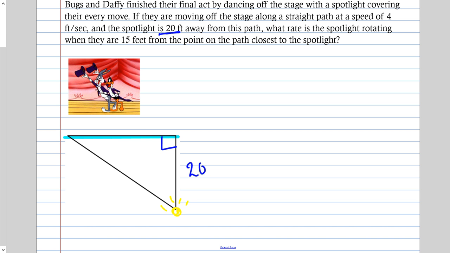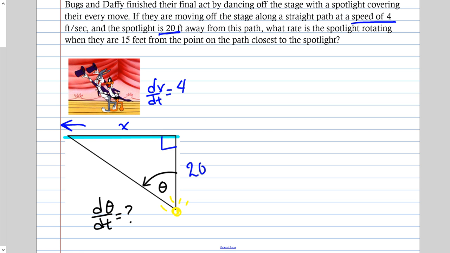Now, Bugs and Daffy are walking off stage, so they're going this way, at a speed of 4 feet per second. So if I call this x, they're walking at a rate of dx dt equals 4 feet per second. The spotlight's 20 feet away. What else am I missing? What rate is the spotlight rotating? Basically, if they're walking away, the spotlight has to follow them. So it is rotating. We're going to call this angle theta. And so I want to know what d theta dt is.